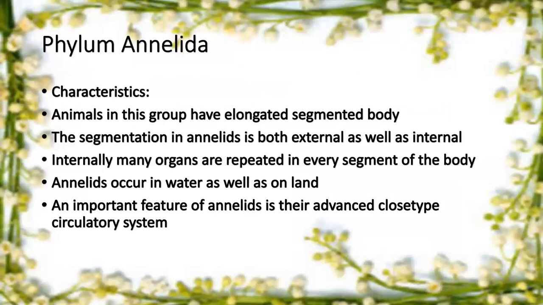Now move to the next phylum, that is phylum Annelida. Phylum Annelida, you can share the characteristic with me on the screen. Animals in this group have an elongated, segmented body. What is the difference between Annelida and Nematoda? Their body is cylindrical and has no segments.